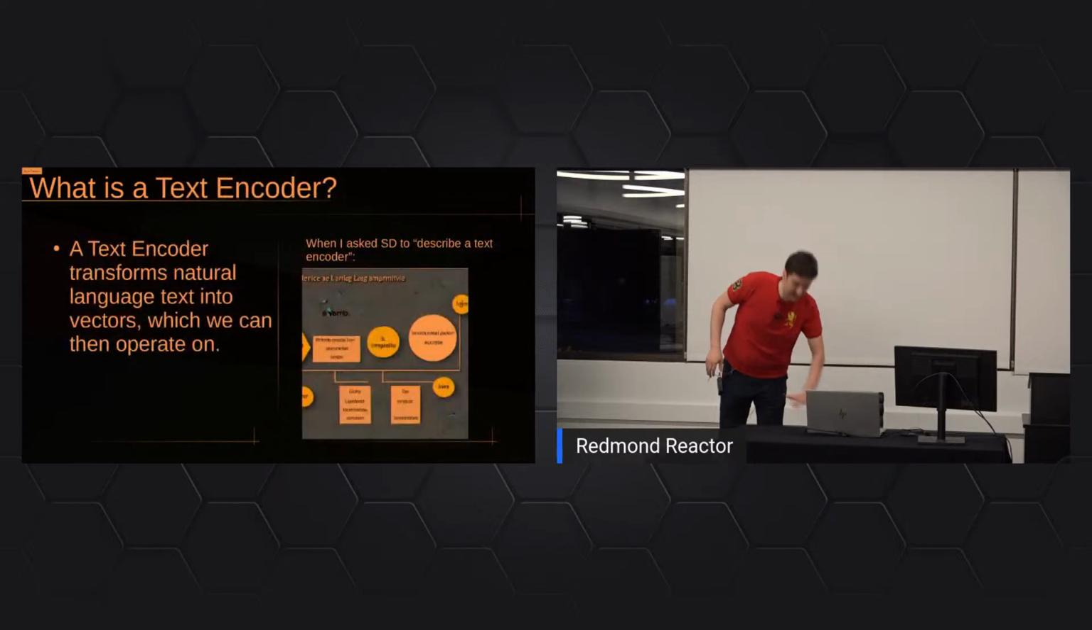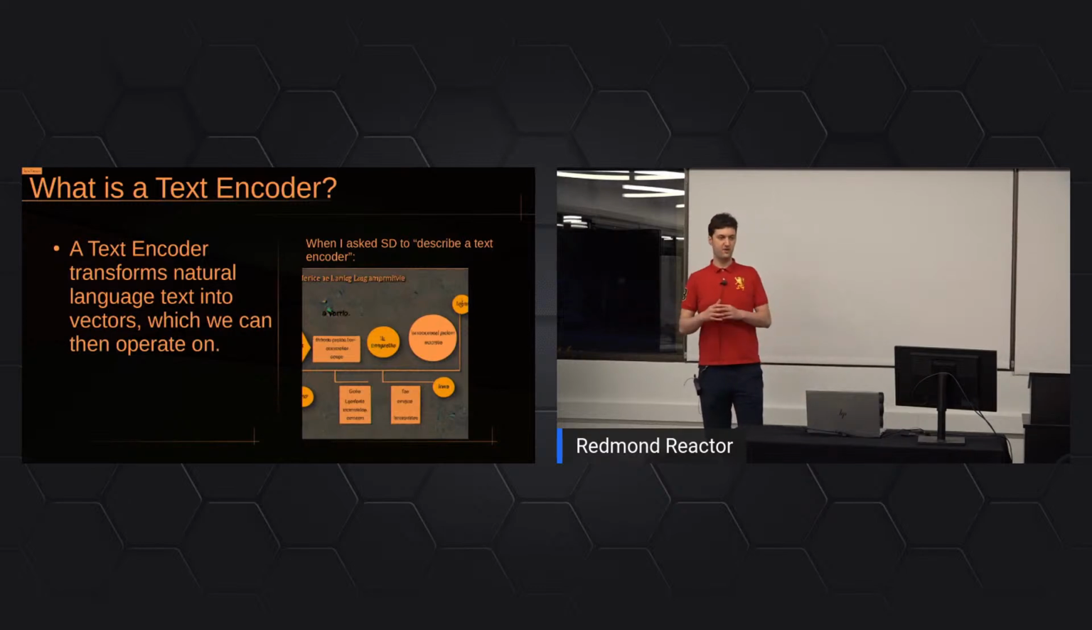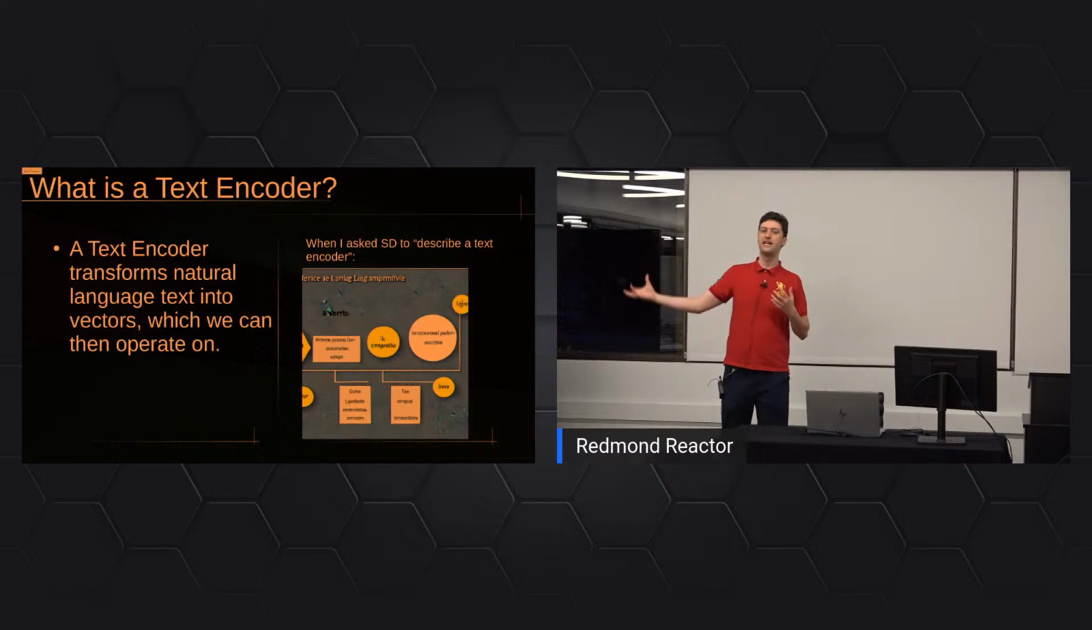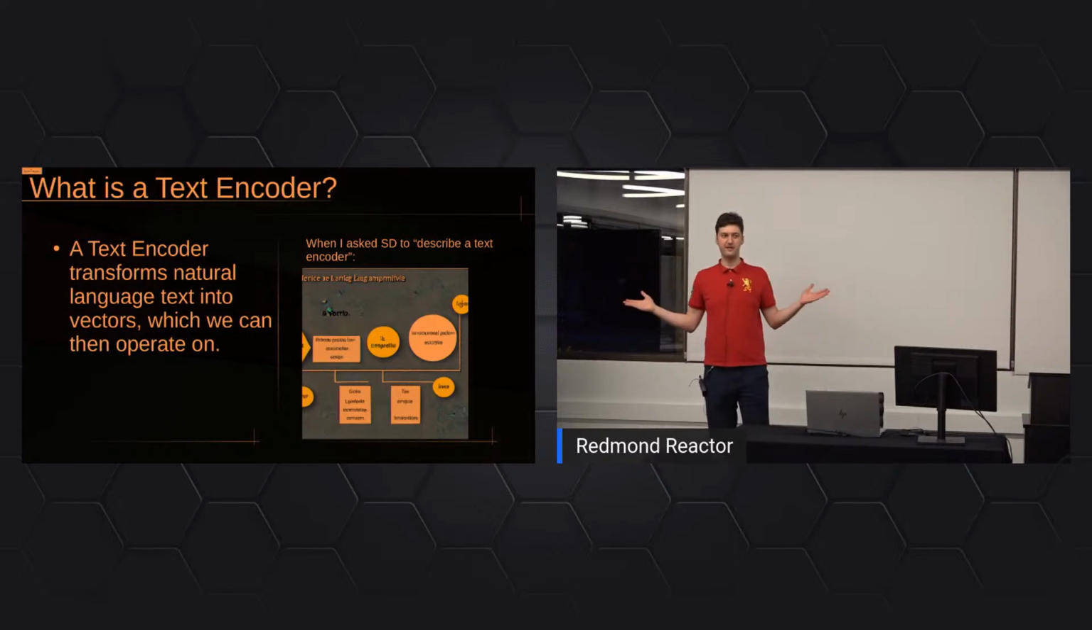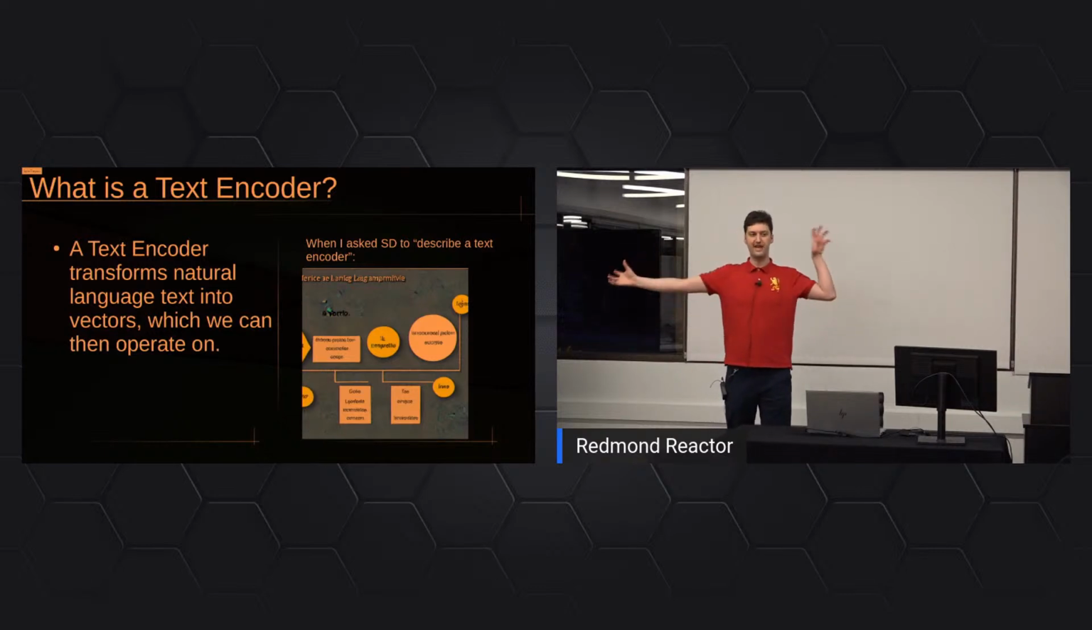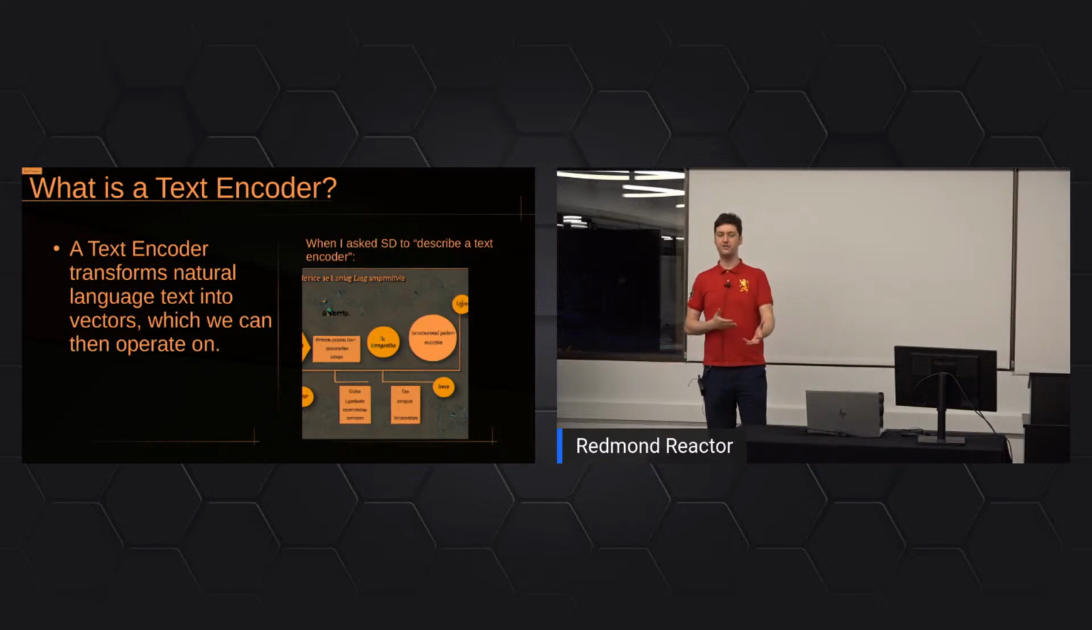Now, a text encoder, which will become important later, is just an encoder that takes natural language, like the language that we're speaking, which has a lot of entropy, and crushes it down into a vector that we can use as input to these models.